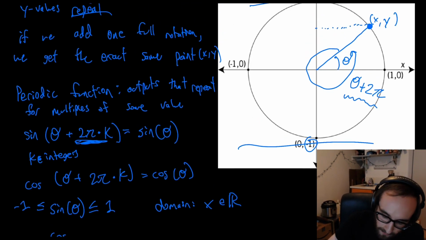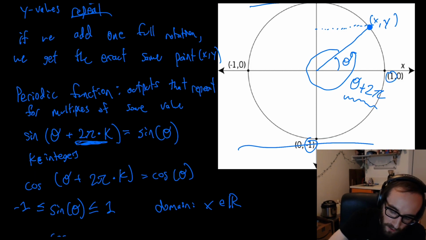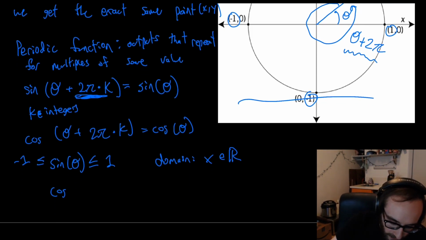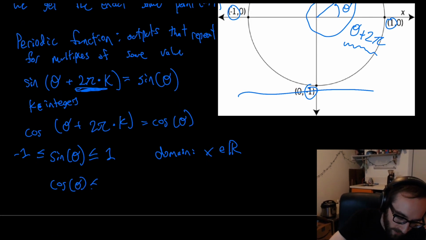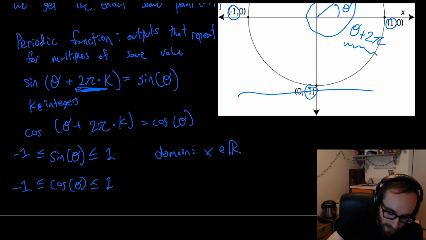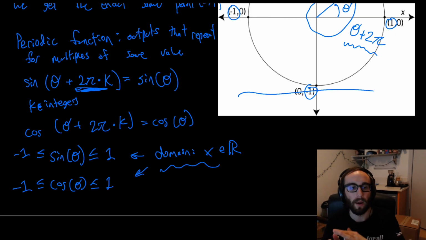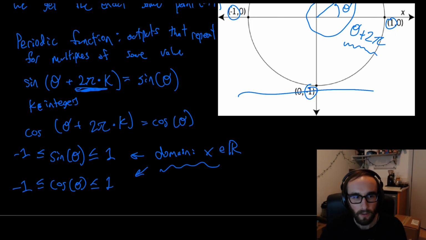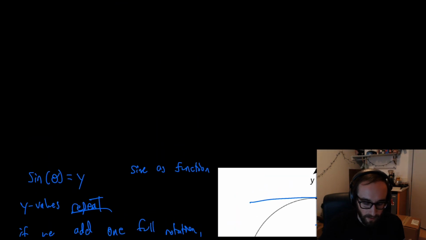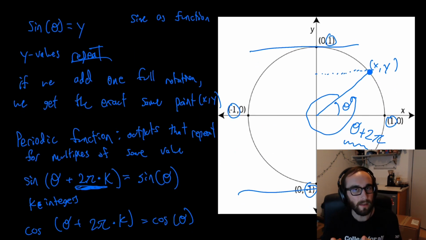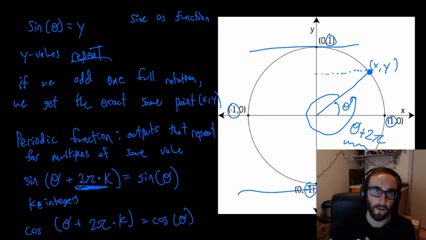Cosine is exactly the same if we look at our x values. 1 is our highest x value, our largest x value, and then -1 is our smallest. So cosine of theta is less than or equal to 1 and greater than or equal to -1. And our domain is exactly the same, where any real number can be put in as an angle that we go around the circle. So that's actually going to be all that we cover for this video. So again, just looking at sine, cosine, and tangent, and thinking of them as functions relating an angle to the point that we end up with on the unit circle.